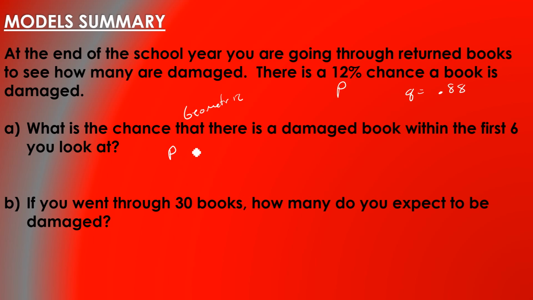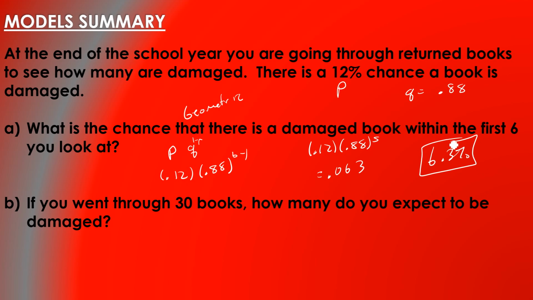So we have this P times Q to the R minus 1. So 0.12 times 0.88 to the 6 minus 1. So we're going to put in 0.12 times 0.88 to the 5th. And I'll just go ahead and type that in. And I get 0.063. So there's a 6.3% chance that happens.